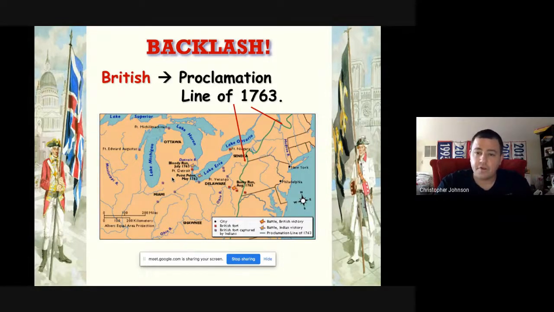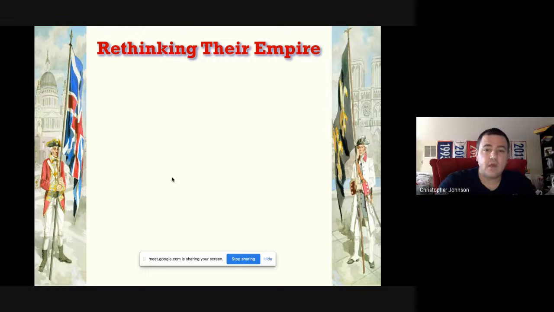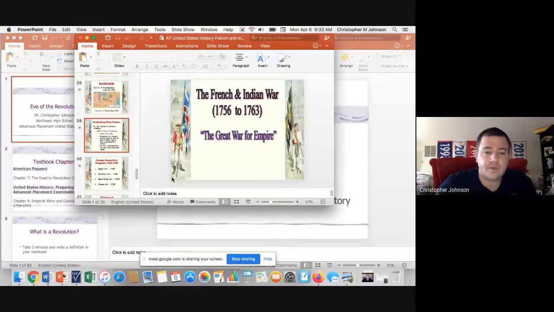So the British turned around and said, we can't defend you over there. We don't want you starting wars with the Indians, so you're not allowed to come west. That's just one of the multitude of mistakes the British are going to make over the next 10 years that are going to allow the colonists to break away. Okay. And so they're going to start to rethink their empire.